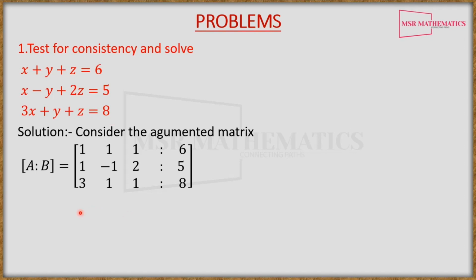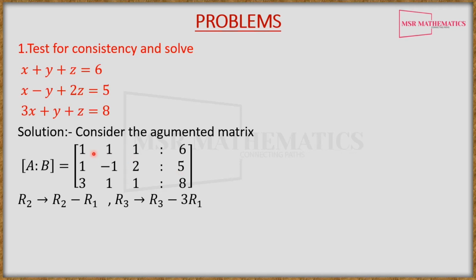Once you obtain the augmented matrix, our aim is to find the rank of A and the rank of [A:B]. That means the rank of a matrix. To find the rank of a matrix, we reduce it to echelon form and count the number of non-zero rows in the echelon form, which is the rank. We already discussed this in previous videos. For that, we have to apply some elementary row operations to reduce this matrix to echelon form.